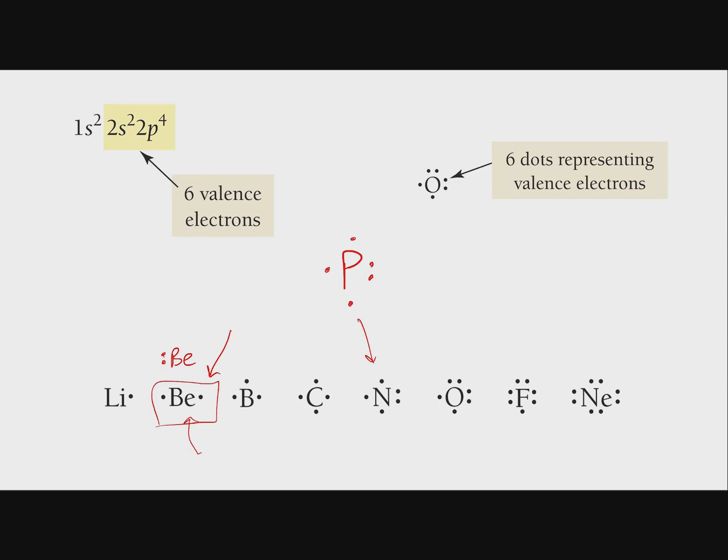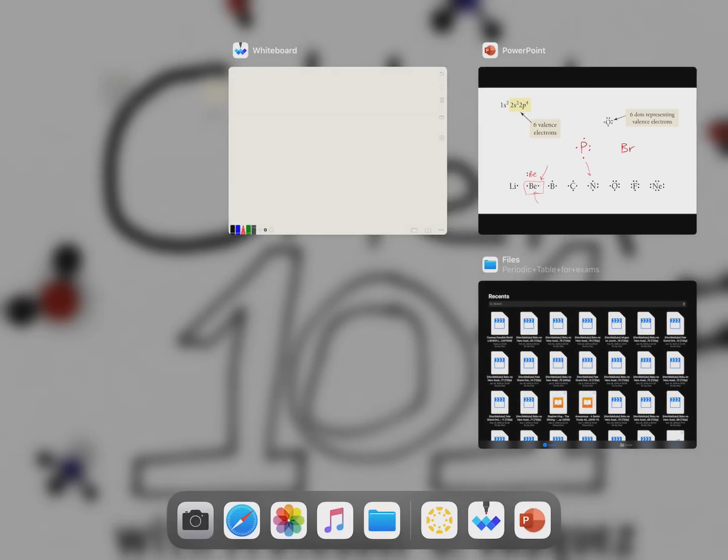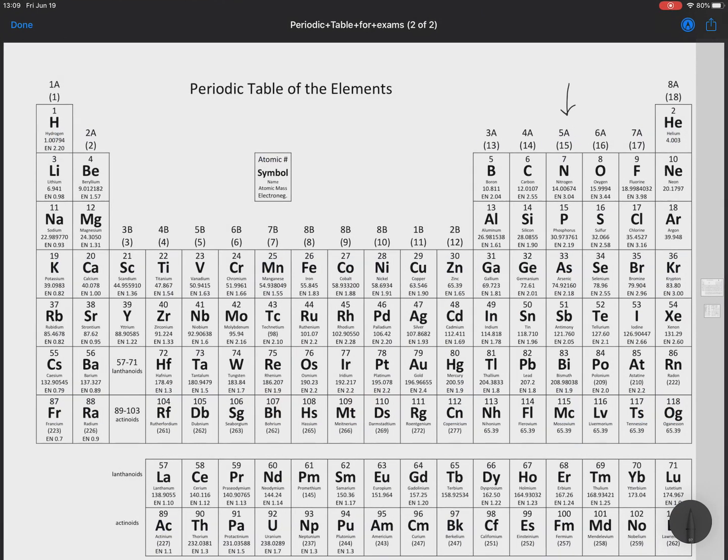Let's do another one. Let's do, how about bromine? So we go bromine. Bromine is going to be right here, right? We can do a refresher on the electron configurations as well. It's got 35 electrons, but we see that it's in group 7.